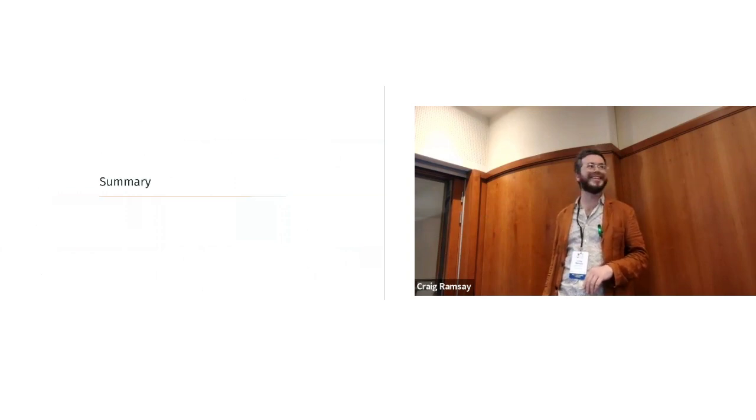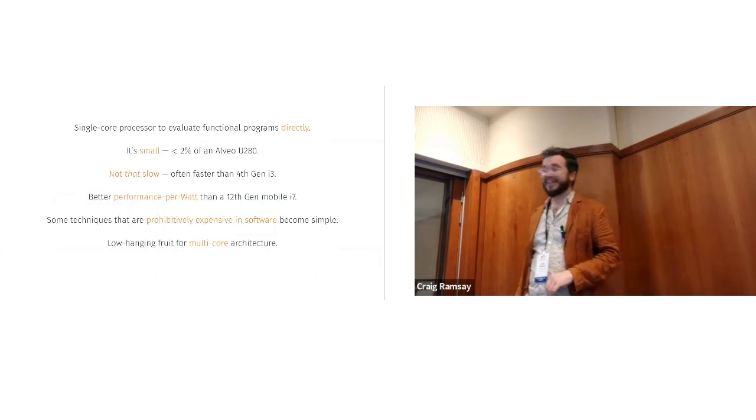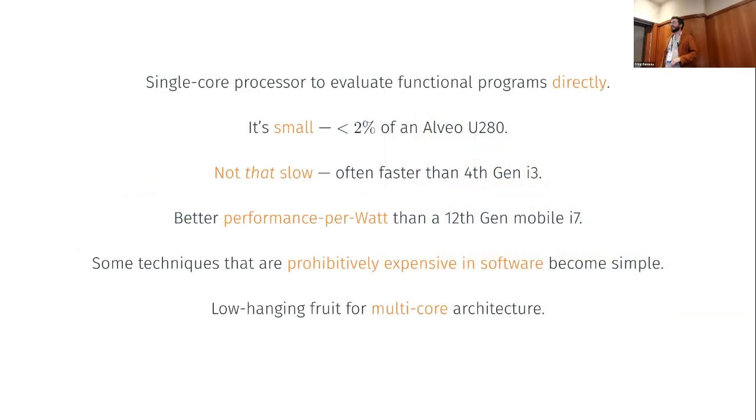So basically, our next step is to look at multi-core architectures and how we can squeeze out some implicit parallelism there. So we've got a core that tries to evaluate these things as directly as possible. It's pretty small. We can possibly fit up to 50 of them. It's not that slow. So versus Rob's laptop, 5 out of the 6 benchmarks we have do run faster on our design.